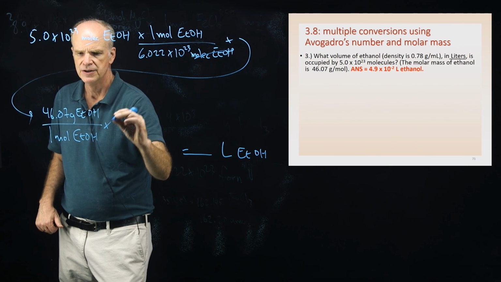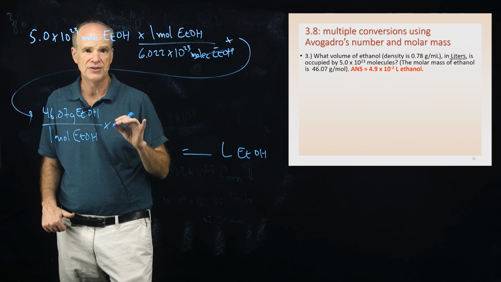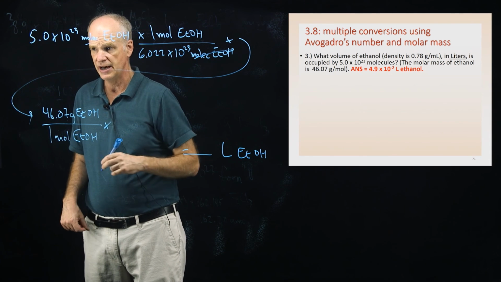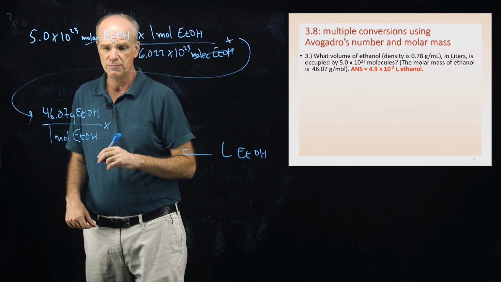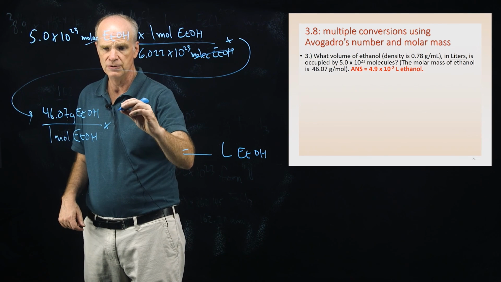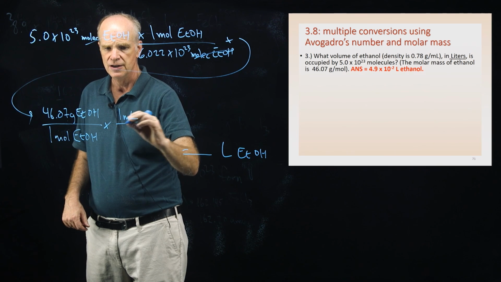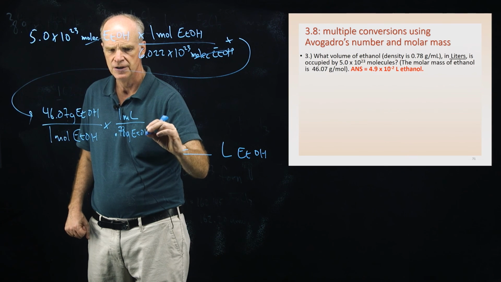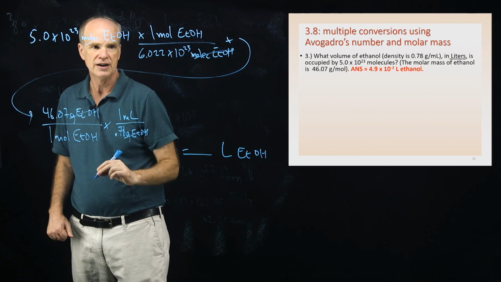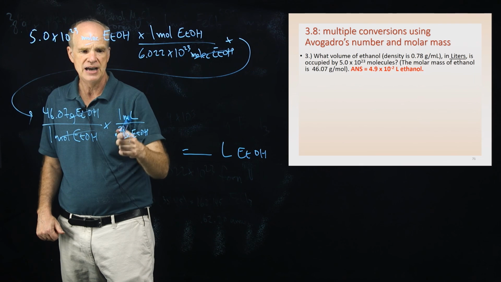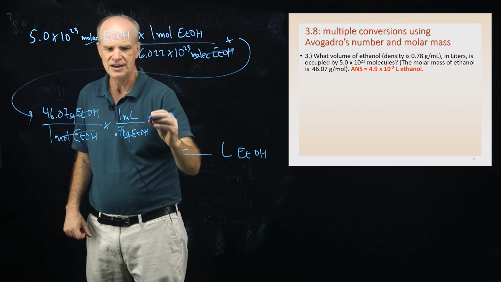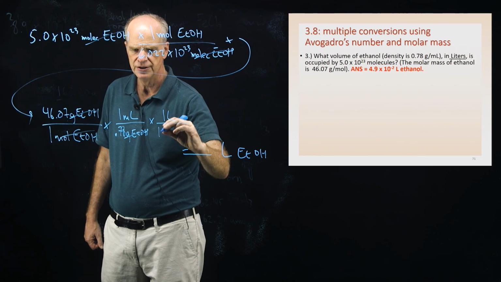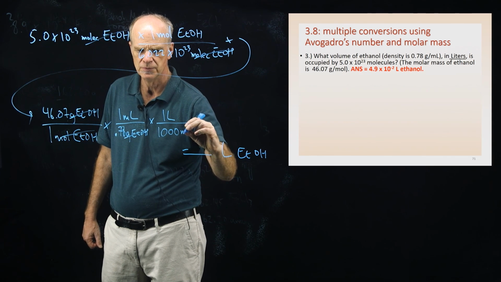Okay. And so now we need to get grams of ethanol to milliliters of ethanol. So we need to know the density of ethanol. We're given that. It's 0.78 grams per milliliter. So what I'm going to do is put 1 milliliter here and then 0.78 grams of ethanol down here. So grams of ethanol cancels now. And so now we have to get milliliters to liters, and that's not too bad. I remember that there are 1,000 milliliters in a liter, so I'm going to write this out like that.